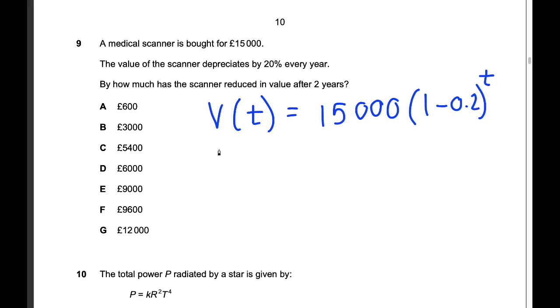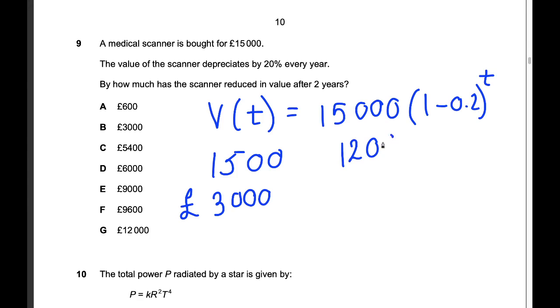work out what 20% of 15,000 is. So 10% is 1,500. So 20% is 3,000. So it loses £3,000 in the first year. After it's lost that £3,000, it's worth £12,000. Okay, and 20% of £12,000 is £2,400.